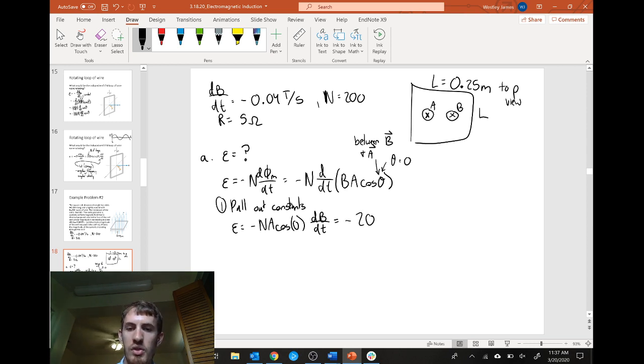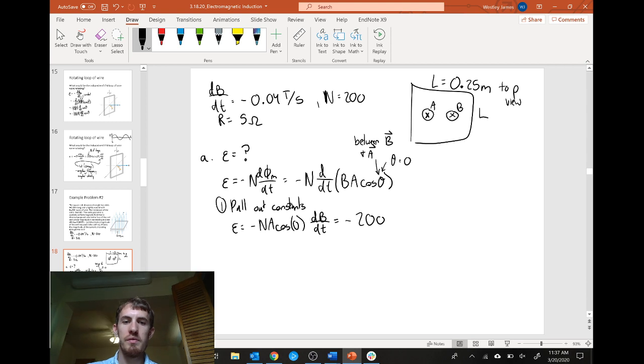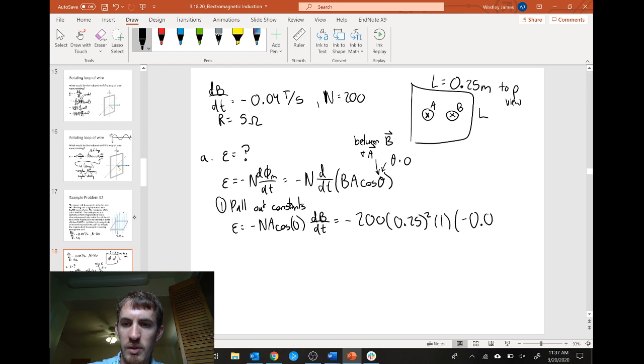So you have negative 200 times the area. The area is going to be length times length, so 0.25 squared, times 1, times the negative dB/dt, which is going to be, well, not negative, just whatever it is, which is 0.04 with that negative sign. So those will end up canceling. So you plug those into your calculator. You get 200 times 0.25 squared times 0.04, and you get actually a really nice answer, which is just 0.5 volts.